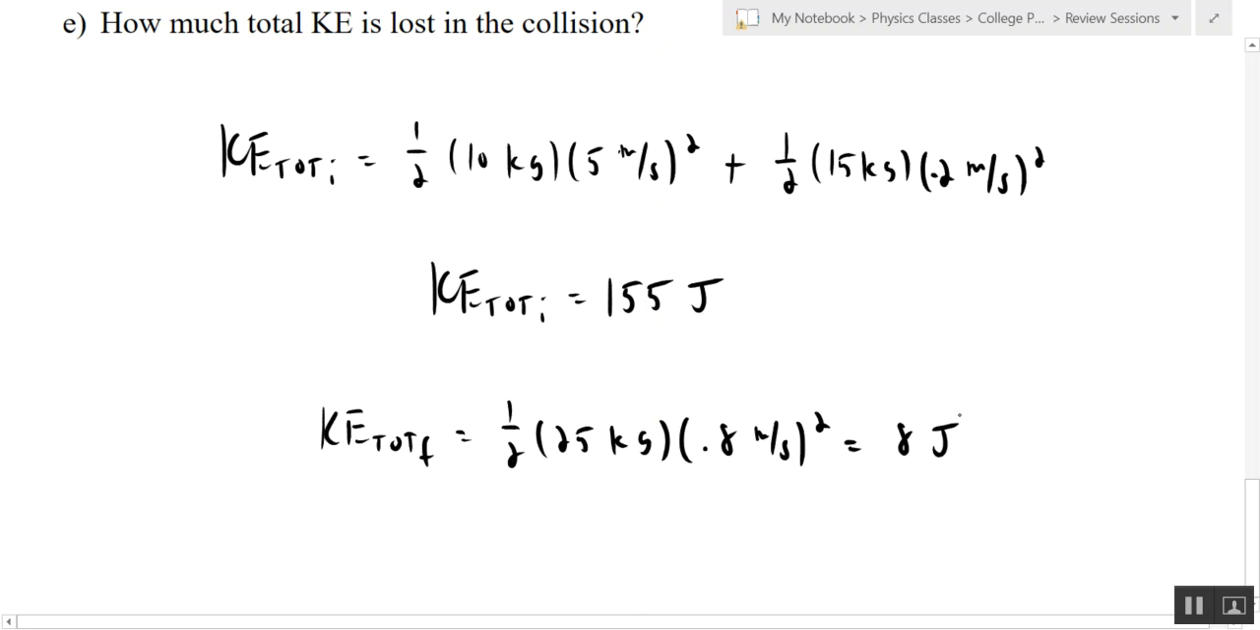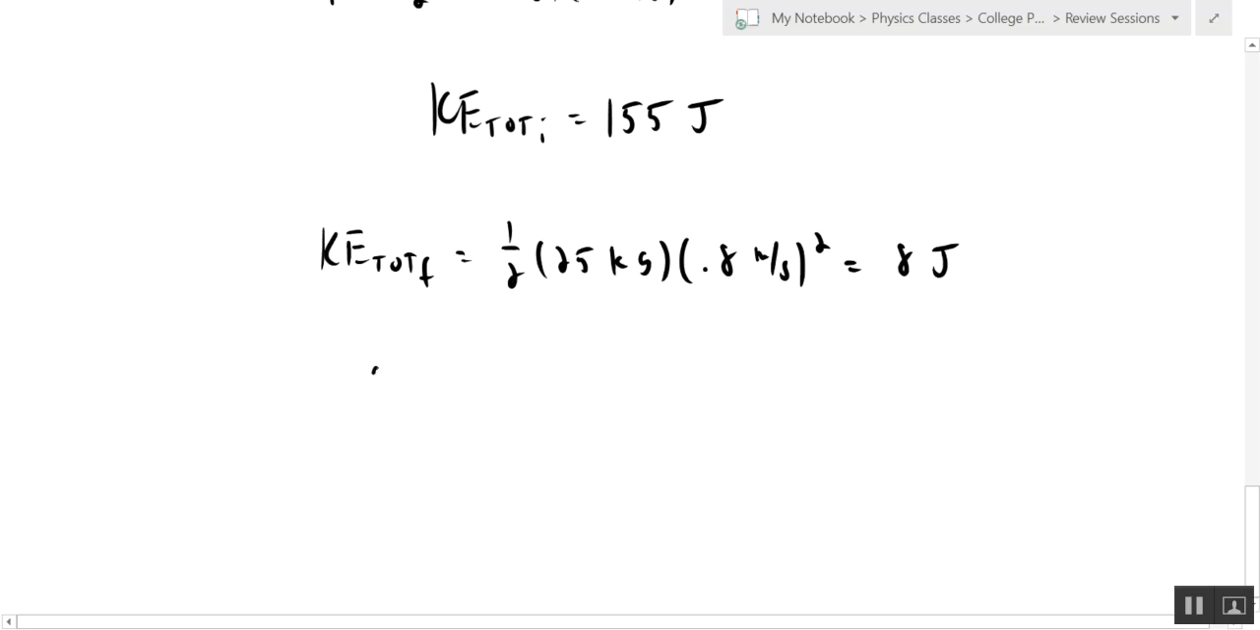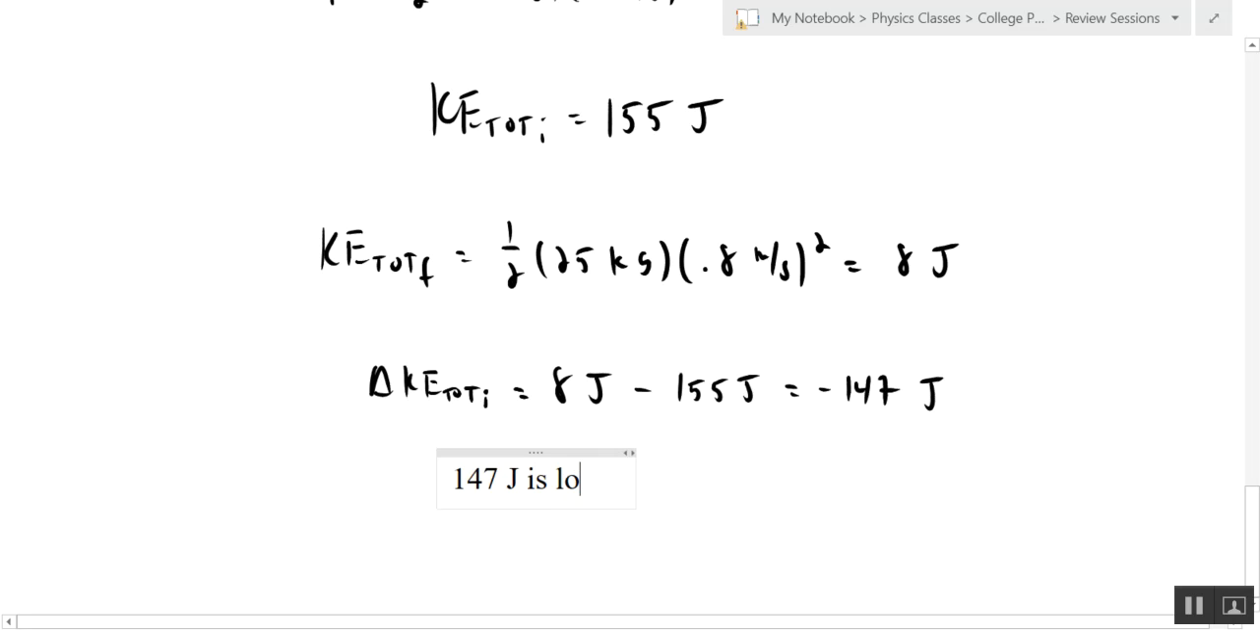So you went from 155 joules before they collide to 8 joules left after they collide. The difference in KE is technically a negative number because you're losing energy, right? The final energy is 8, the initial is 155, so it's minus 147 joules, but that means that 147 joules is lost. That's what the negative means. So if I ask how much is lost, it's 147 joules. But the point is you always lose kinetic energy in inelastic collisions.